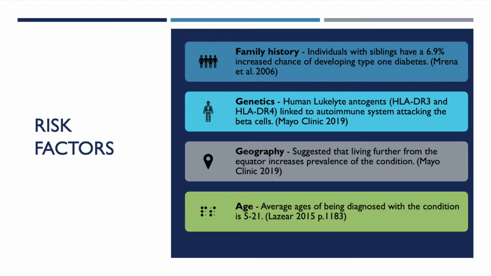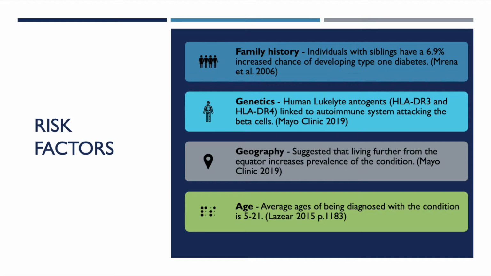Genetics can also be seen as a risk factor, as it is observed that type 1 diabetes is related to human leukocyte antigens, or HLAs. It is suggested that individuals with certain HLA types, most commonly HLA-DR3 and HLA-DR4, are exposed to the virus that causes the autoimmune system to attack the beta cells.